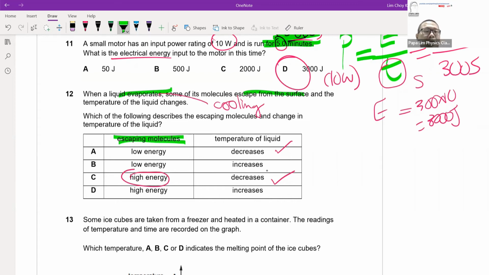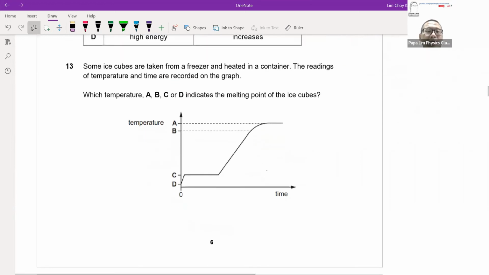Now 13 is freezing, melting, or what we call a heating curve. The melting point of the magic ice cube, I will not dwell too much. It's a classic example of a heating curve. So students should be well versed on which section of the graph dictates melting or boiling. So take note of the answer.